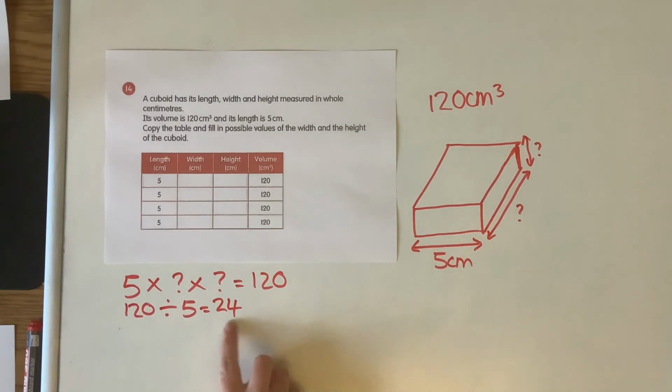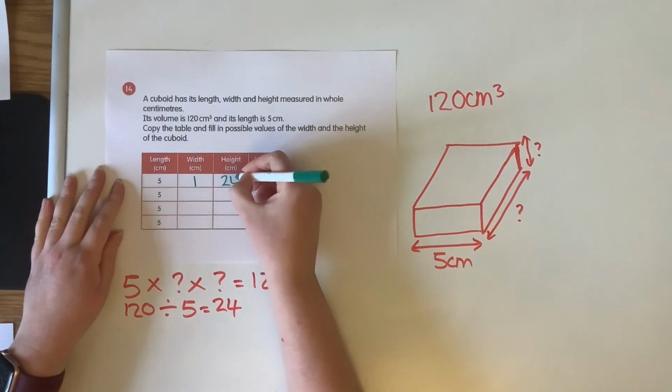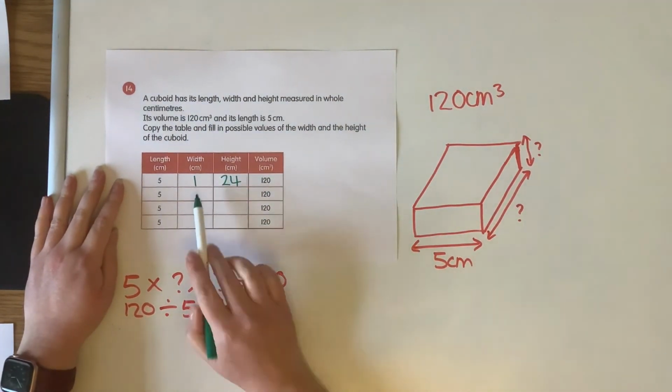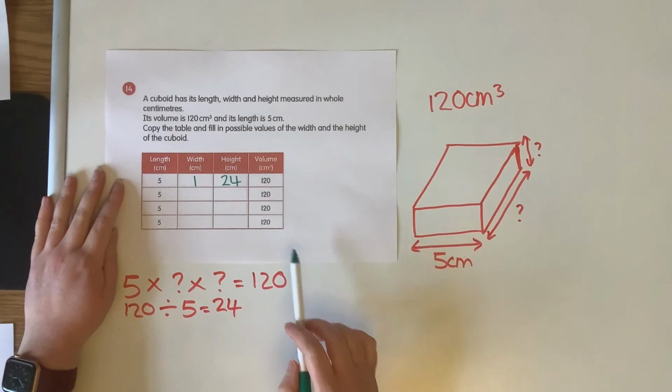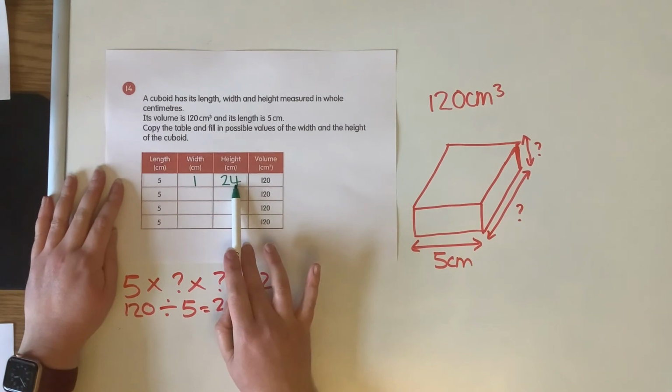Now I need to think, what times what can equal 24? A simple one first of all: I know that 1 times 24 equals 24. So that could be one of my options. And once again, this could be flipped around. The width could be 24 and the height could be 1.